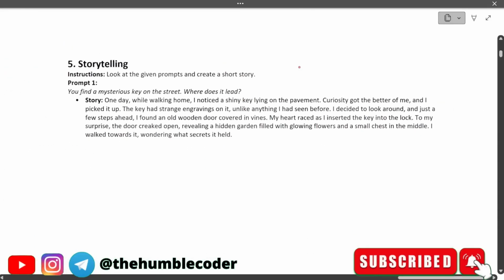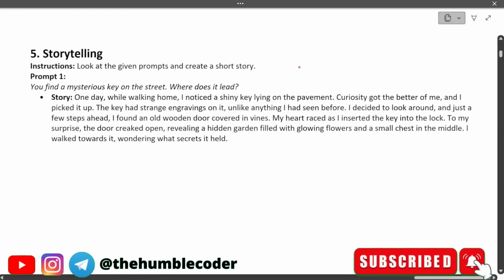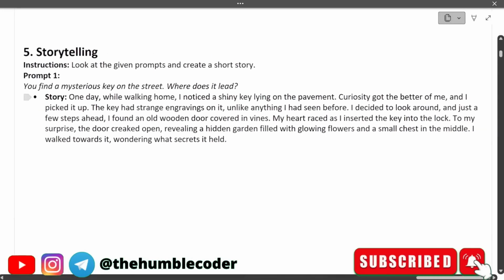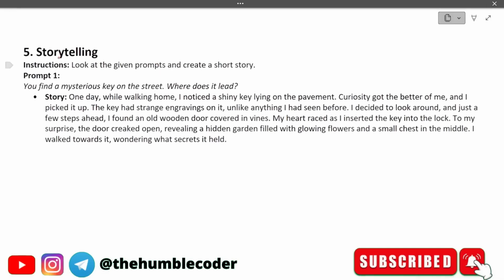See guys, we have seen a lot of question and answer based questions now. Now we are moving on to the next set of questions, which is based on storytelling. So let's see what this question is asking us. The type of question is storytelling, and the instruction that is given to us is, look at the given prompts and create a short story based on it. So your question will be only this much, okay? This much part which I have put in the box.